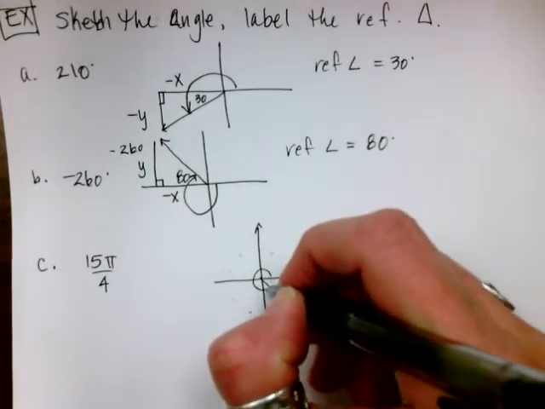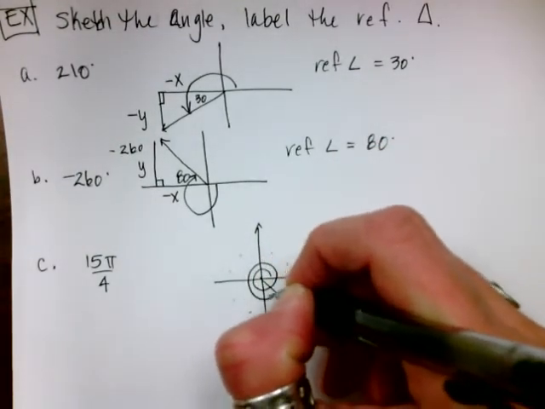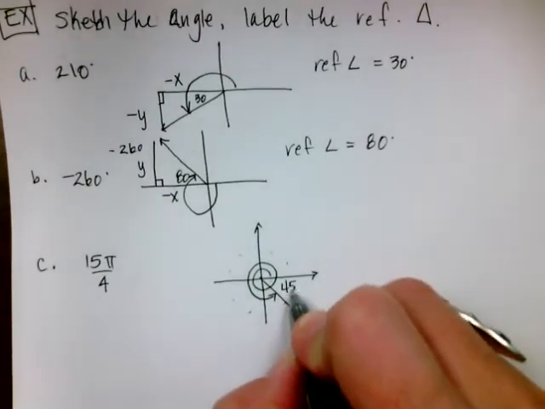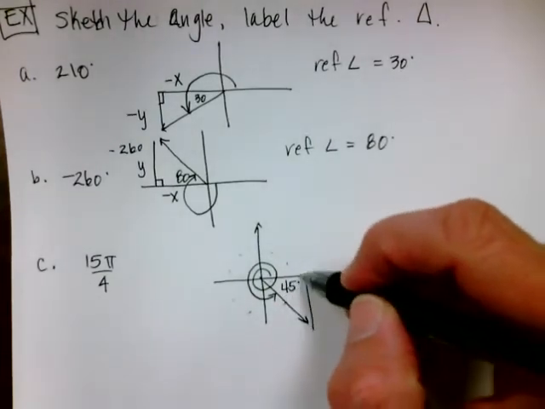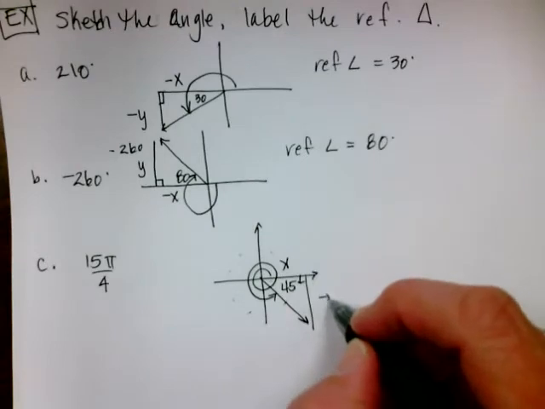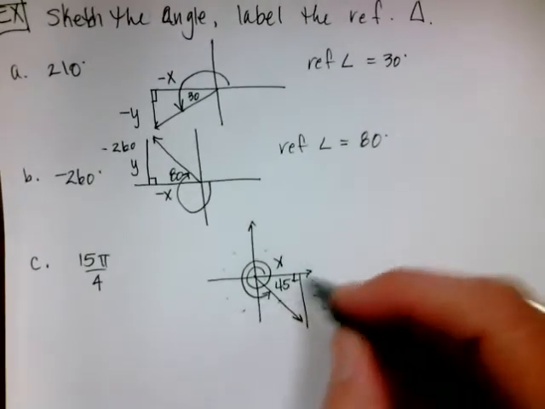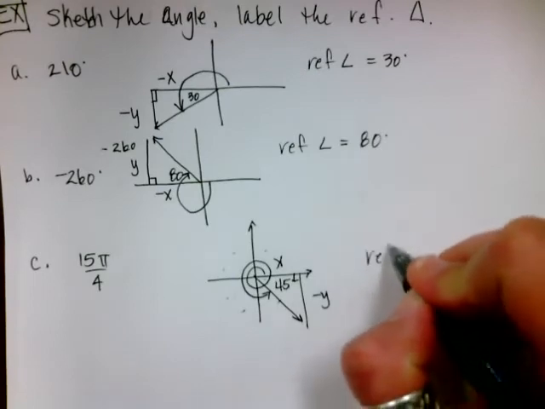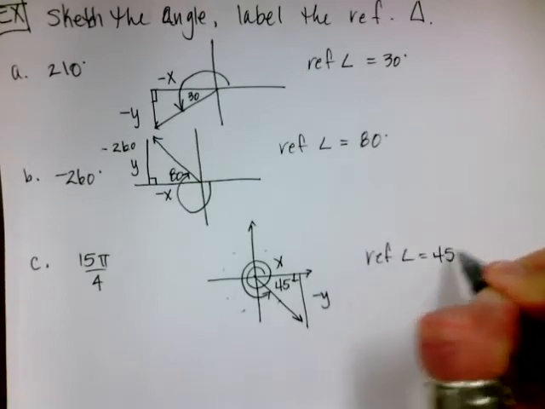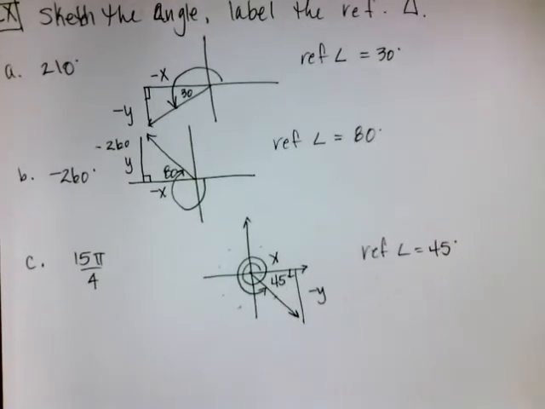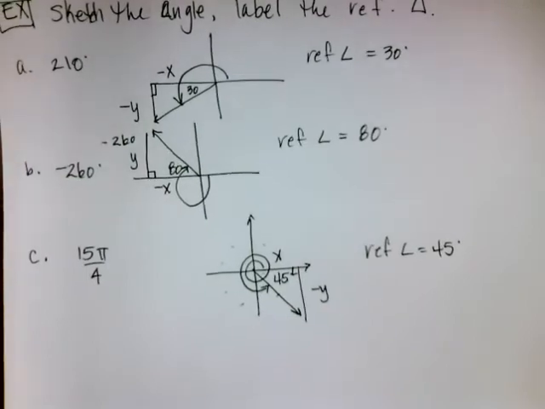So I went all the way around twice, almost twice. This is 45 degrees. If I draw my little triangle, my x is positive and my y is negative. So that gives me my reference angle. The reference angle is 45 degrees, or pi over 4. And then I also have my reference triangle.